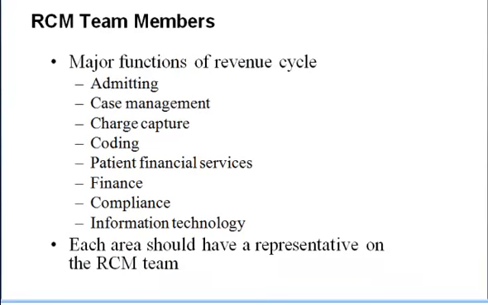At most facilities, you will see the revenue cycle team made up of at least one individual from each of these departments. Someone in admitting, from case management, from coding, from finance, from IT. And like I said, there should be a representative from each area on the team.